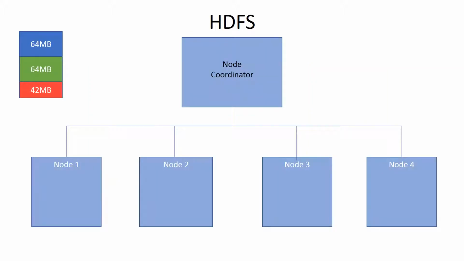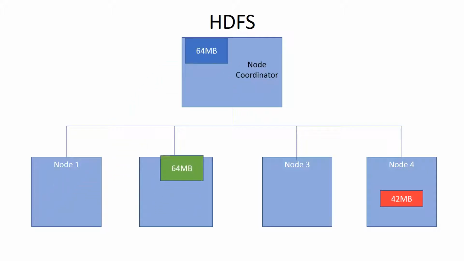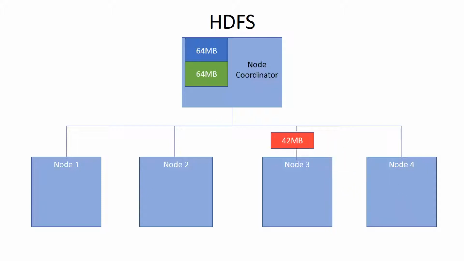Each of these blocks will be stored in different nodes. Block 1 will be stored in Node 1, Block 2 will be stored in Node 2, and Block 3 will be stored in Node 4. To read the file, you send the request through the node coordinator, and this node will send the request to Node 1, 2, and 4, where the blocks are. This is necessary to upload large files and have fast access to them.